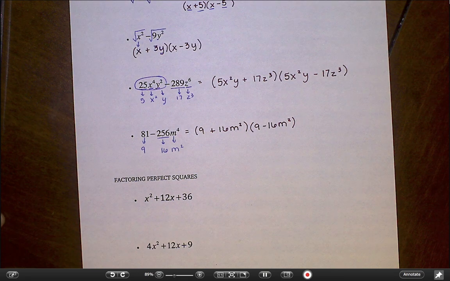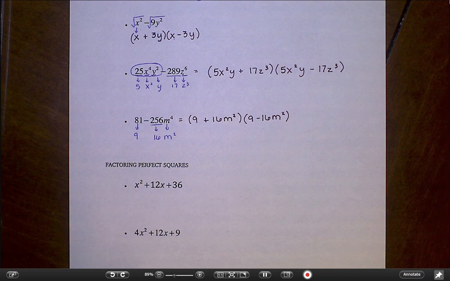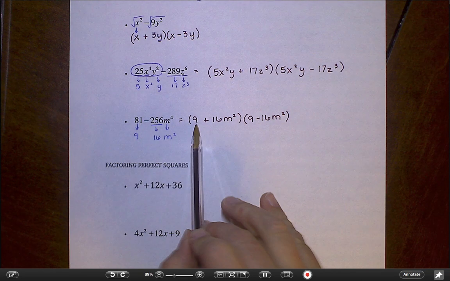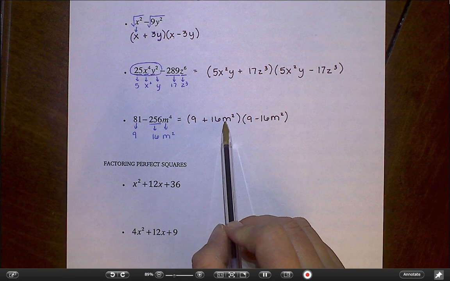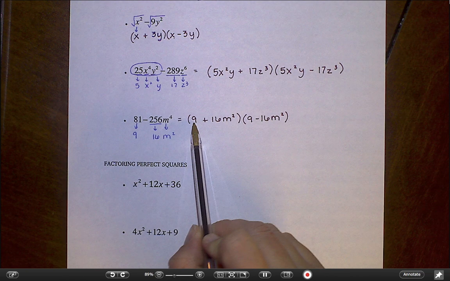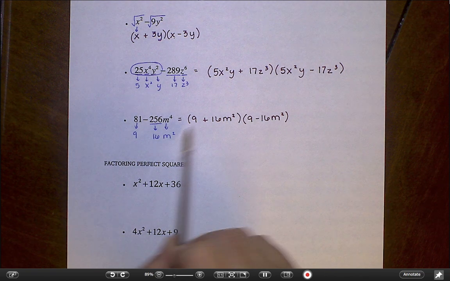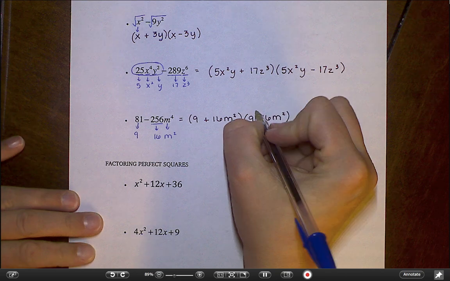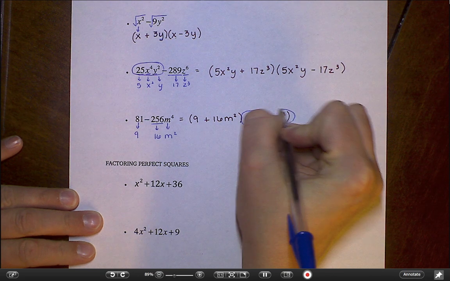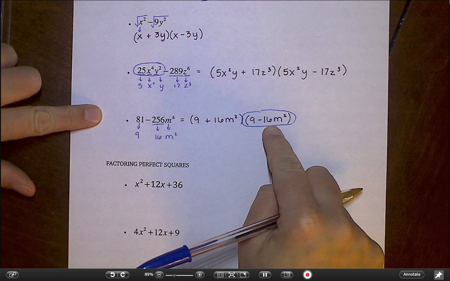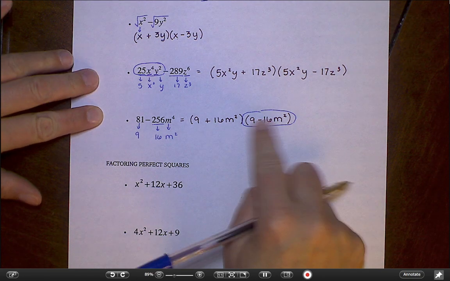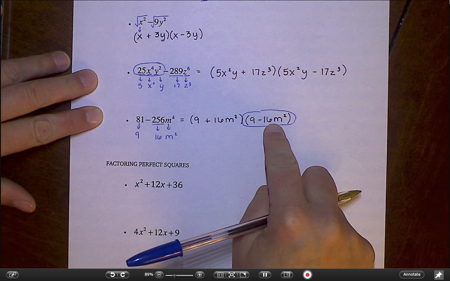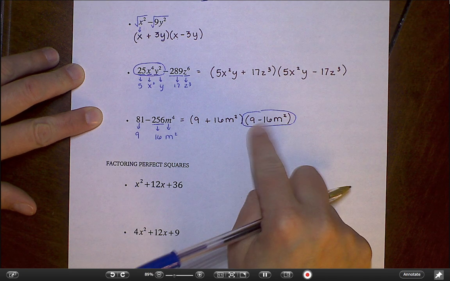Now, there's something very unique about this problem, and I don't do this to you very often, but it does happen. Okay. If you look at your results here, 9 and 16 and m squared are all perfect squares again. Now, that doesn't actually matter here because there's a plus sign. And if you look at all of these, we can't do anything with a plus sign. But this guy, 9 minus 16m squared, that's another one of these difference of two squares because 9 and 16m squared are both perfect squares. There's a minus sign in between.